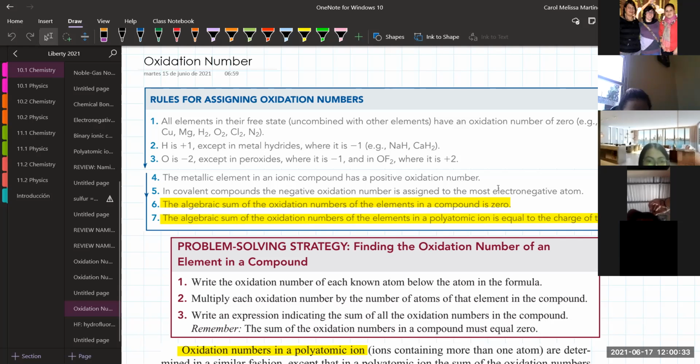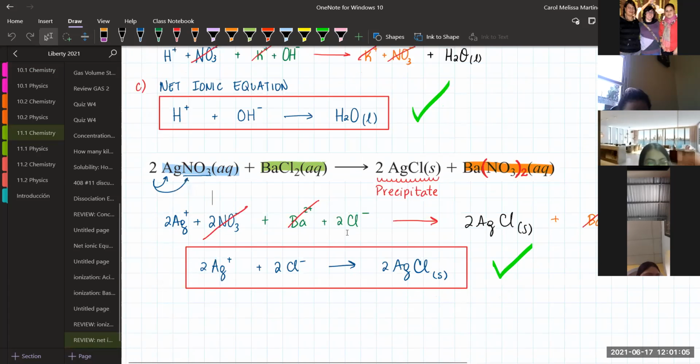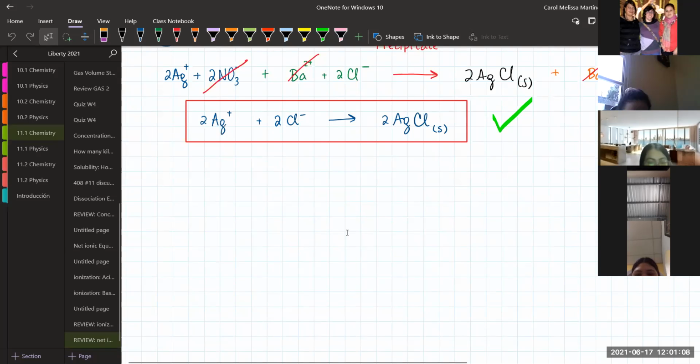Metals or metallic elements have positive oxidation number. In covalent compounds, the negative oxidation number is going to be assigned to the most electronegative atom. To know the most electronegative atom, you have to look at the table of electronegativities. And then remember the oxidation number in a compound of all the elements in a compound is 0, and in a polyatomic ion is going to be equal to the charge of the ion. So take a look.